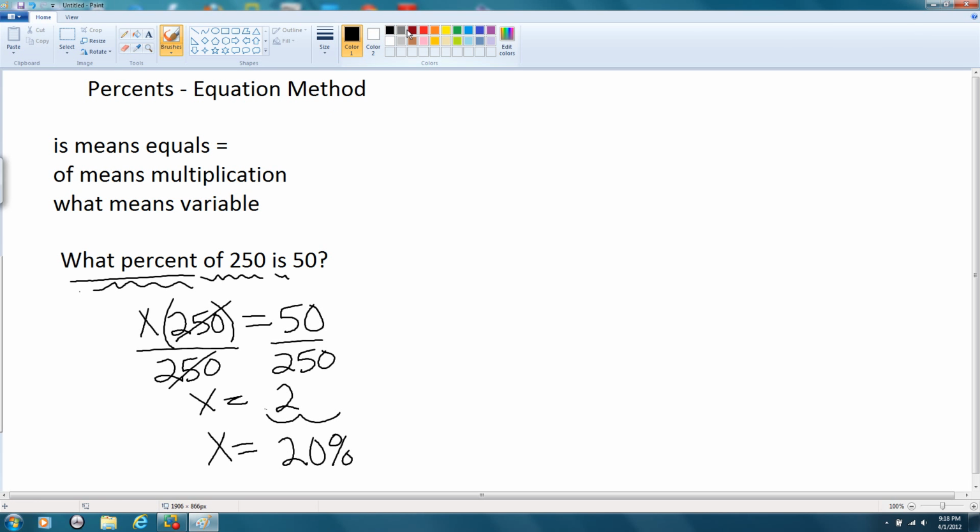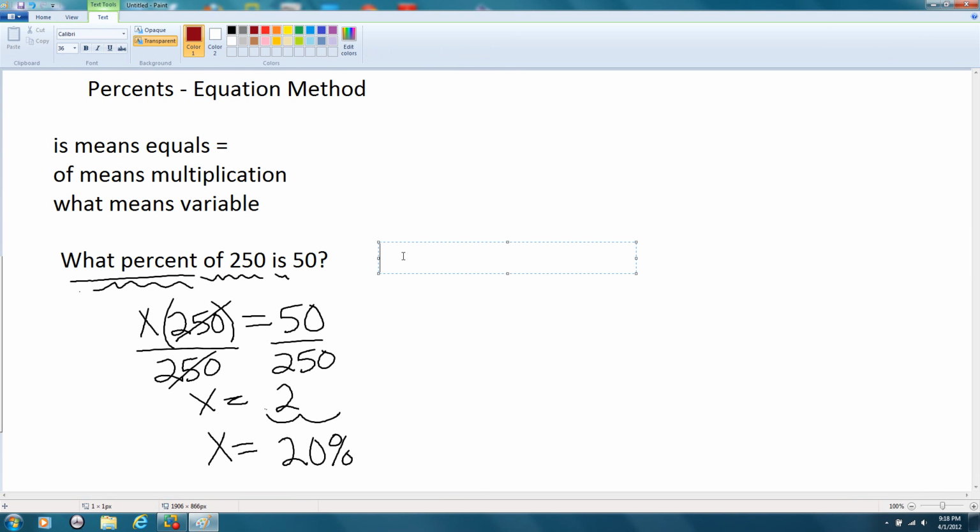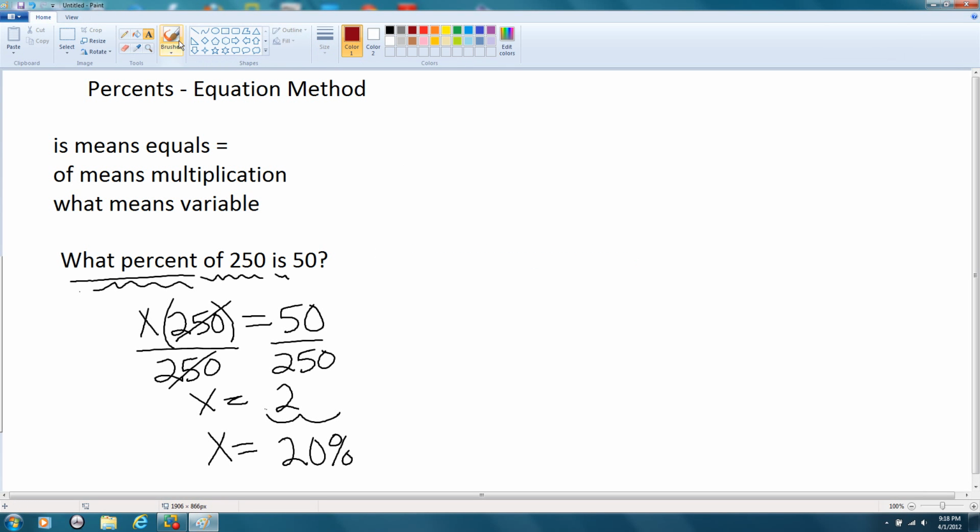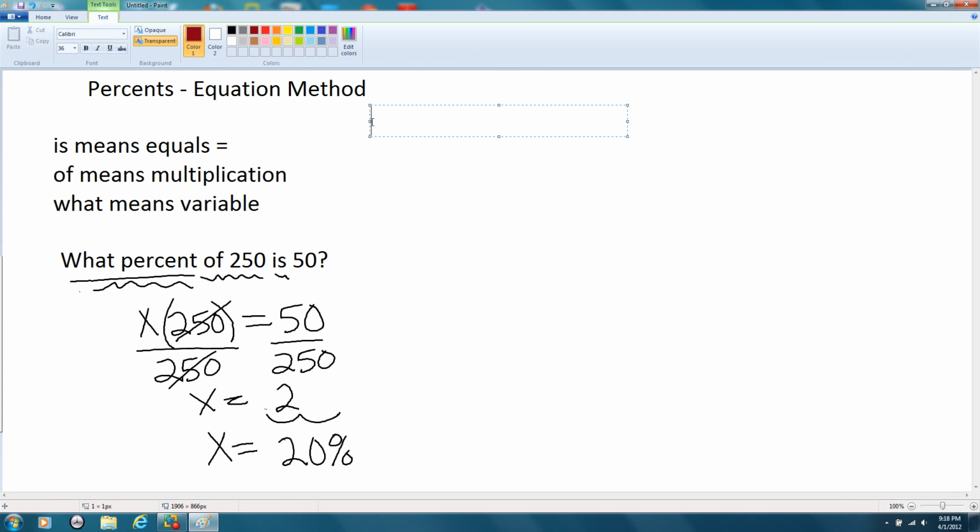Now let's go ahead and do our second problem that we had done with the percent proportion. And actually, I will move that up here to give us some more room. And that one was, it was this. It was 10 is 50% of what number? Okay, so we're going to translate again.